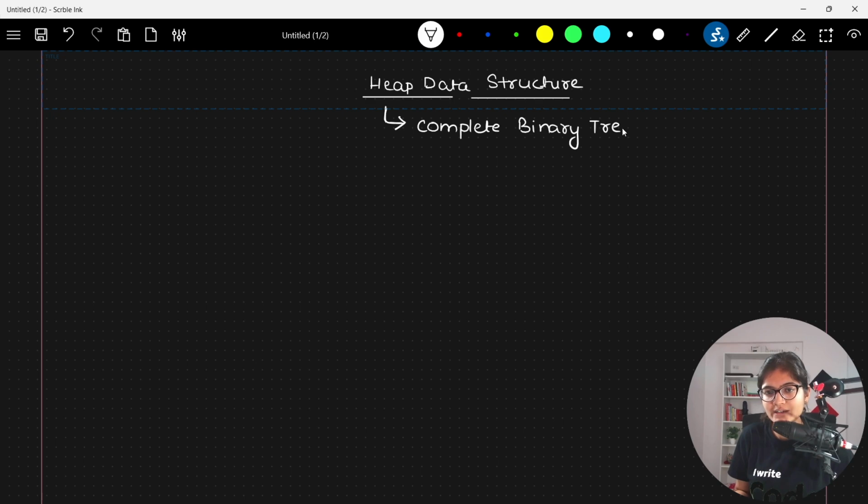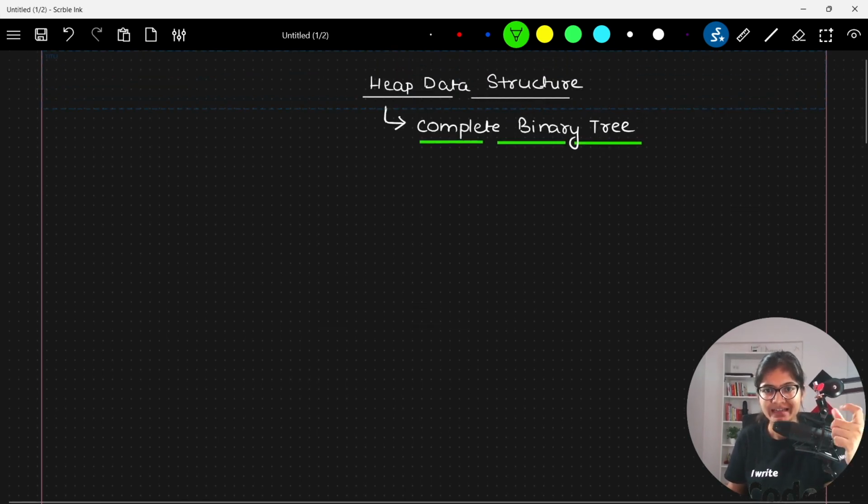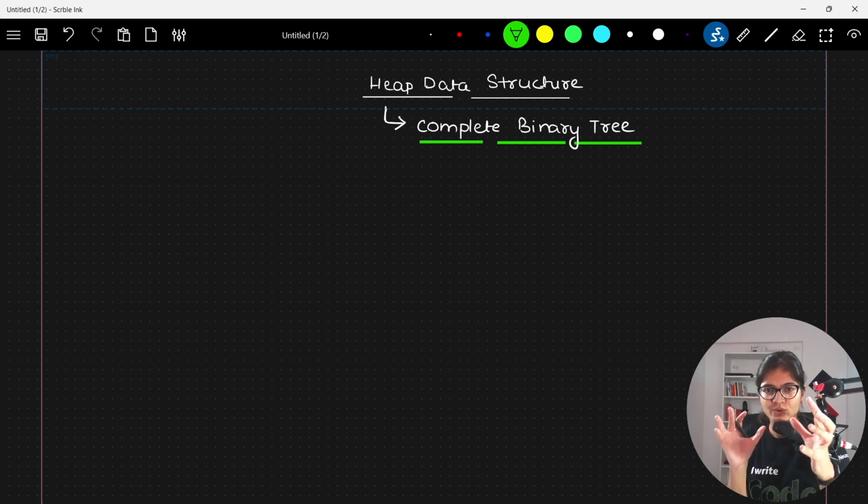In order to understand the heap data structure, you should have an understanding of what a tree is, what a binary tree is first of all, and then what is the meaning of a complete binary tree. So let me talk about the basics of the binary tree and then the complete binary tree first, and then step by step we will move towards the basic heap data structure. Okay, what do we mean by first of all the tree?